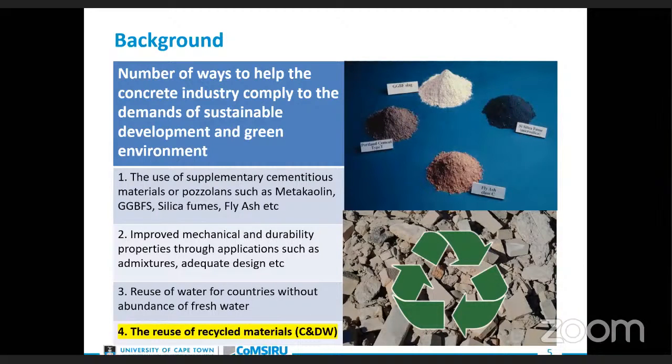green environment. These definitely include the use of supplementary cementitious material, improved mechanical and durability properties through applications such as admixtures, adequate mix design, and curing, and the reuse of water for countries without an abundance of fresh water. And lastly, which is more the focus of my presentation today, is the reuse of recycled material.